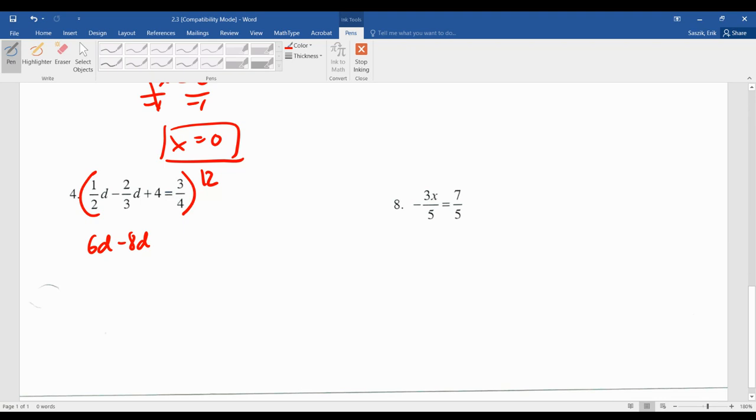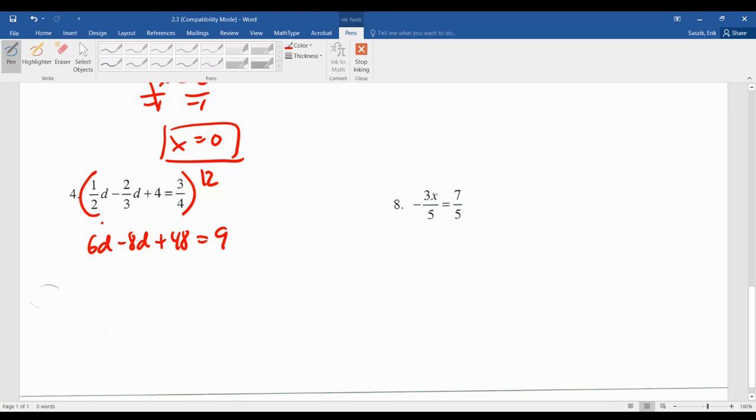Now this is where people usually mess this up. There's a number here. Remember, this is really 4 over an invisible 1. So this is really in the top, so that means we multiply. 4 times 12 is 48. Of course, if you divide by 1, you still get 48. 12 times 3 is 36. 36 divided by 4 is 9.